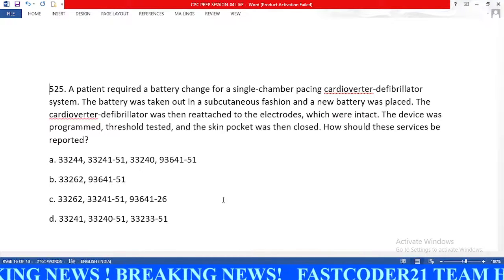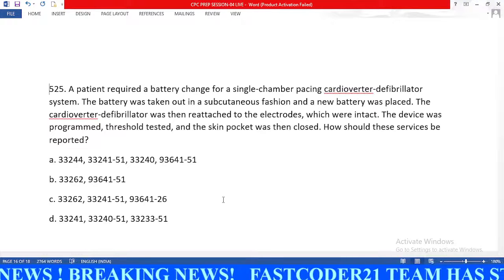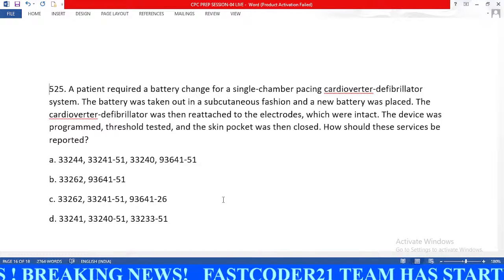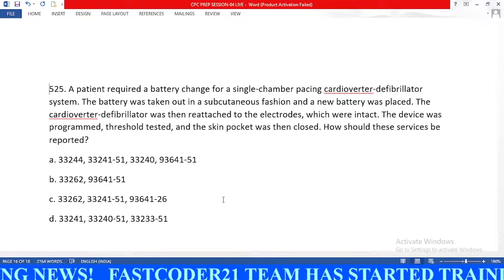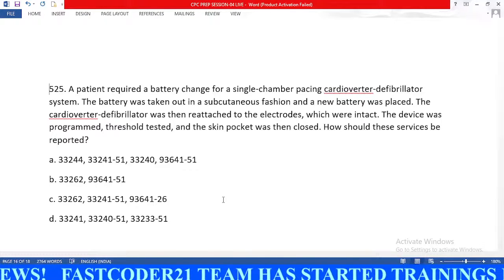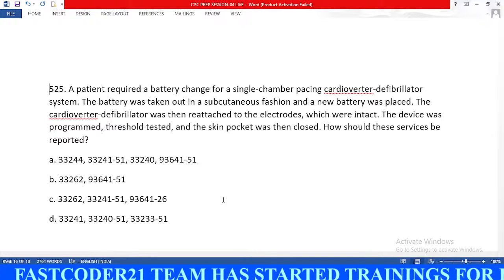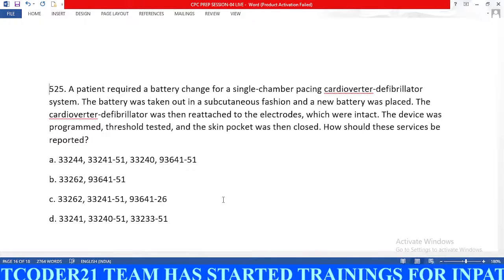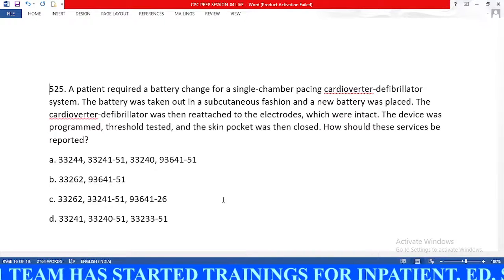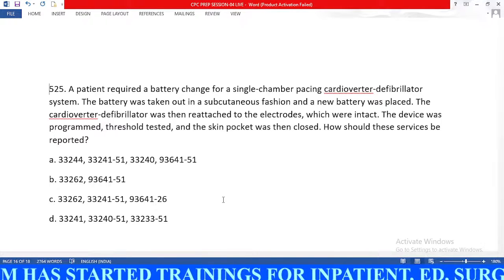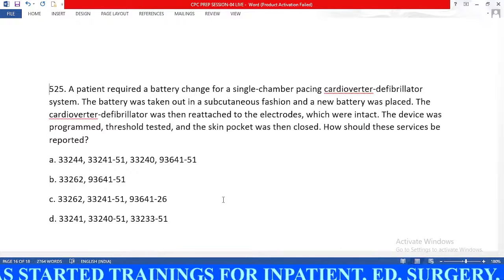First check initial codes so that you can guide easily. Check 33244, check 33262, 33262, 33241, so that you can eliminate the answers or options easily. So you have one more minute.